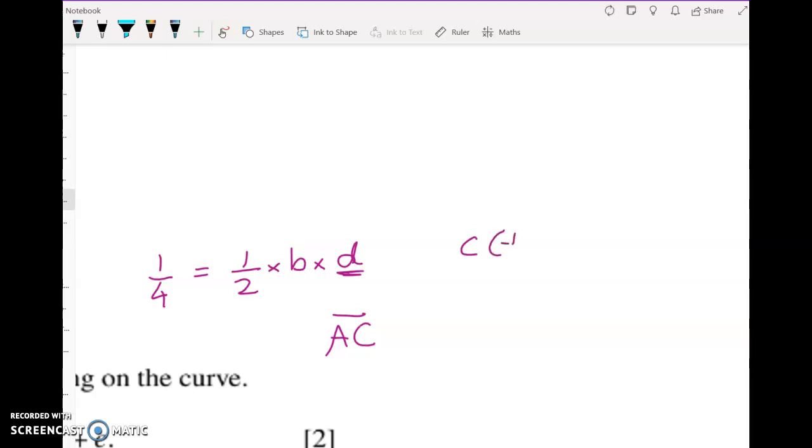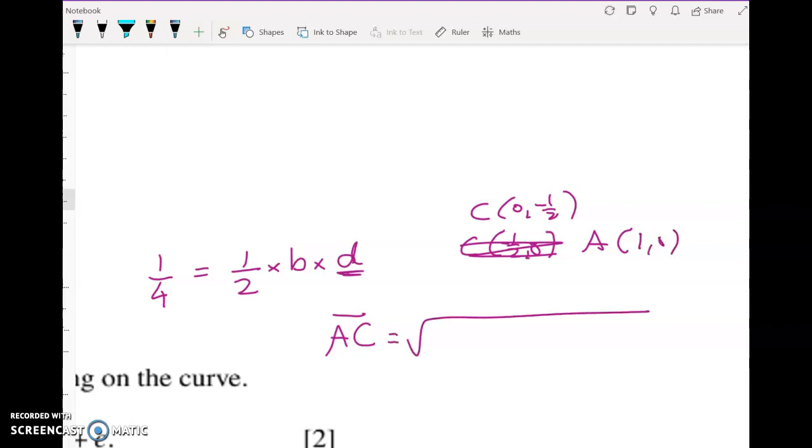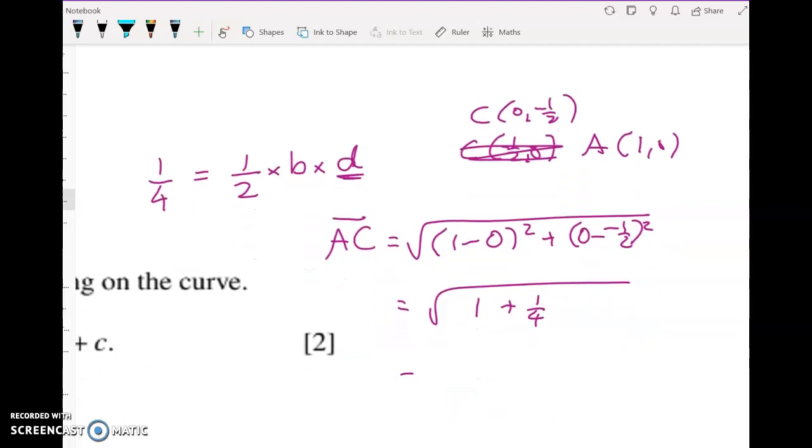Right, so C is -1/2 and 0, and A is, no, that's not right, C is 0, -1/2, and A is 1, 0. So AC is the square root of (1 minus 0) squared plus (0 minus -1/2) squared. That gives me the square root of 1 squared, which is 1, plus 1/4, which is the square root of 5/4, which is √5/2.